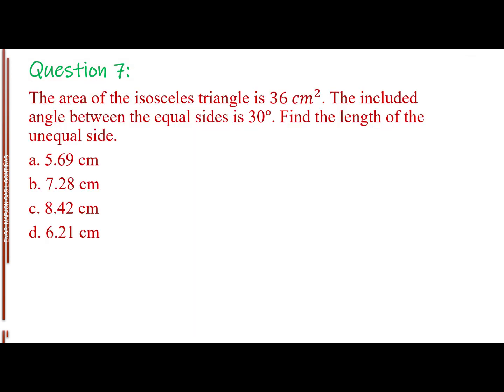The area of the isosceles triangle is 36 square centimeters. The included angle between the equal sides is 30 degrees. Find the length of the unequal side. Letter A, 5.69 centimeters. Letter B, 7.28 centimeters. Letter C, 8.42 centimeters. Letter D, 6.21 centimeters. Your timer starts now.